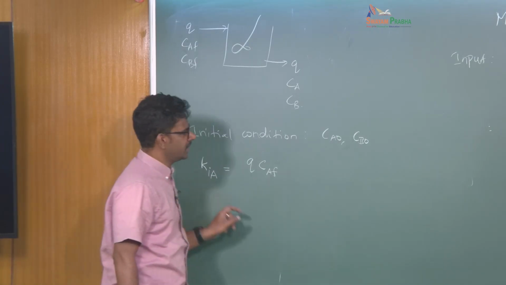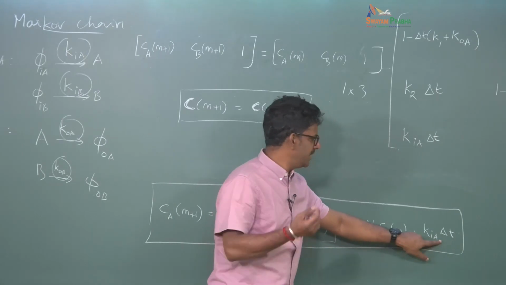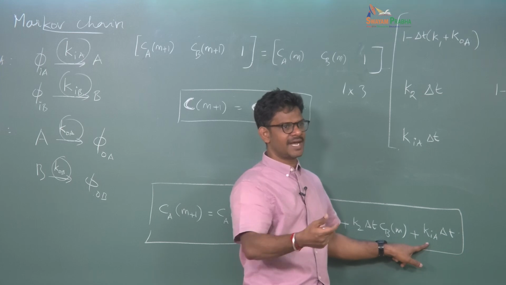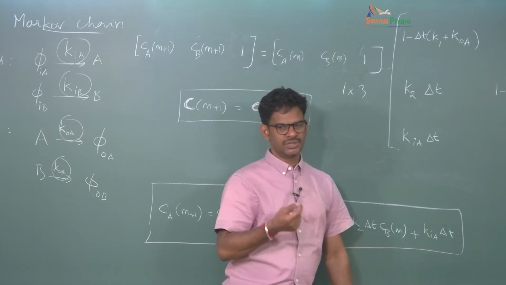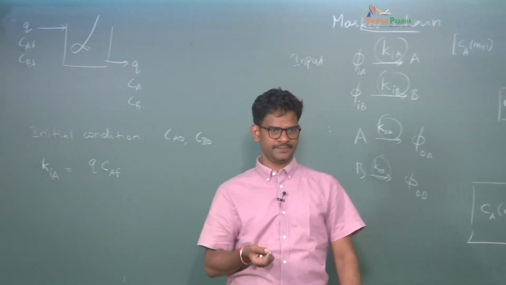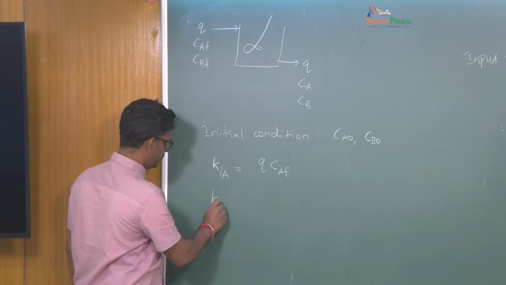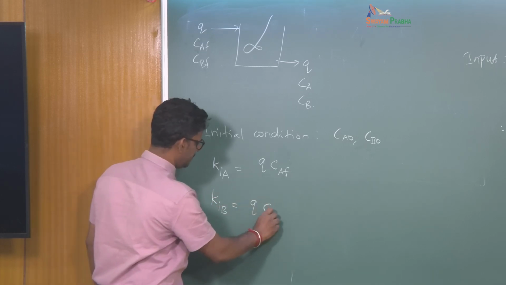When this number is multiplied by delta t, you are basically saying over a period of delta t how many molecules are actually added, what concentration is added into the system. Generally we choose this delta t to be very small, so that only a very few molecules are added. Similarly, for species B, you would write Q times CBF.